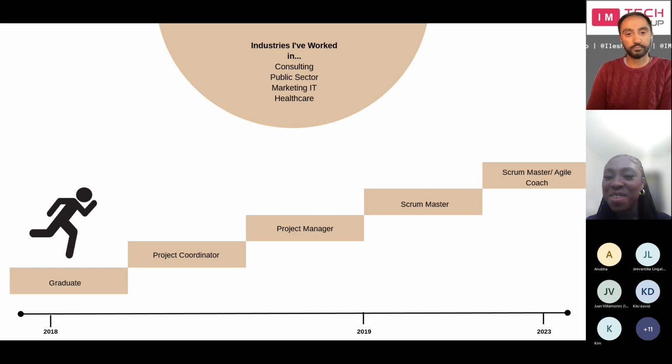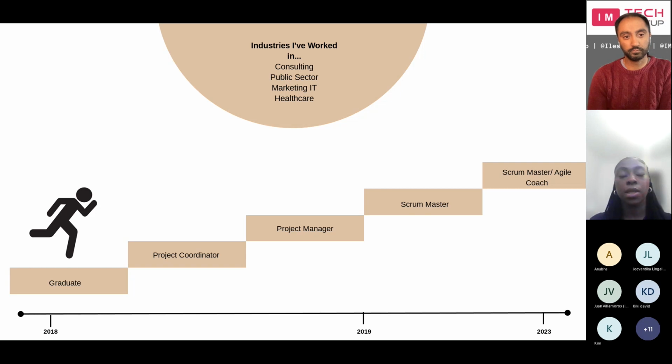I also work with Ilesh as well, including working on different projects, including software development, website development, cloud computing, data analytics, and engineering. So I've worked across those different projects in the consulting space, in global marketing, IT, also healthcare, and also within the public sector and finance as well. So essentially, the last 2 to 3 years have been spent as a Scrum Master and Agile coach.